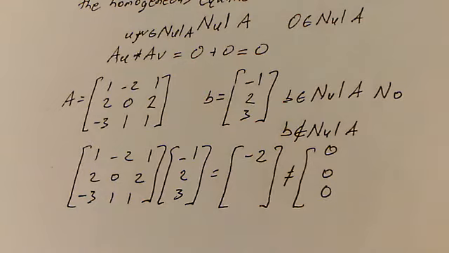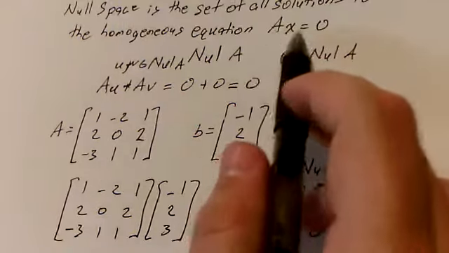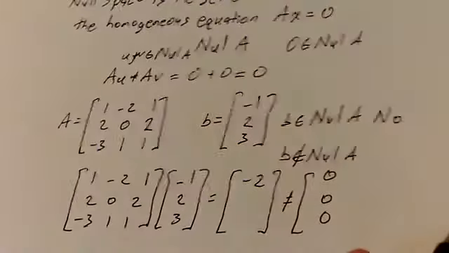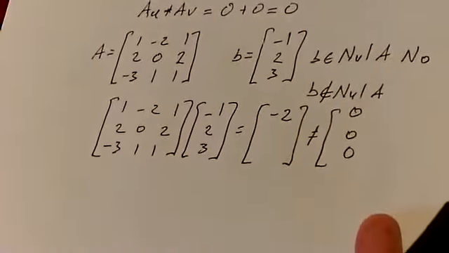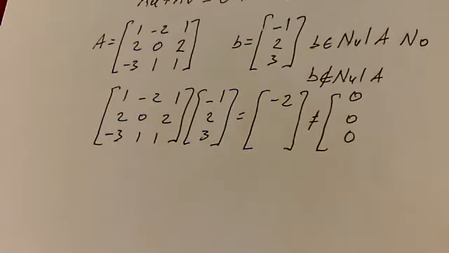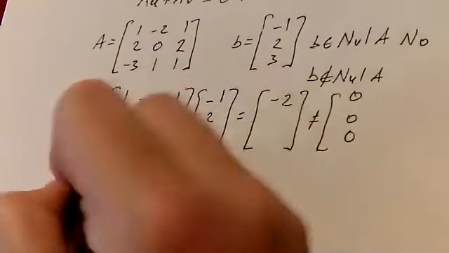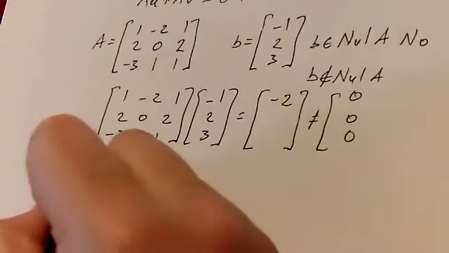Now, since the null space is AX equals 0, it's all vectors that solve that equation. If I'm looking to understand what the null space is, all I'm really doing then is solving the homogeneous system.